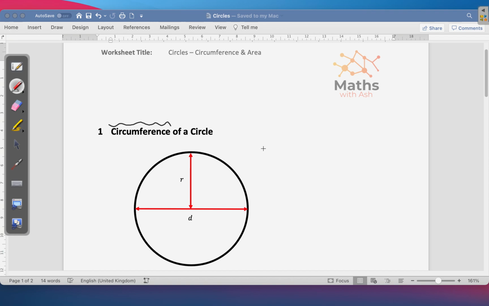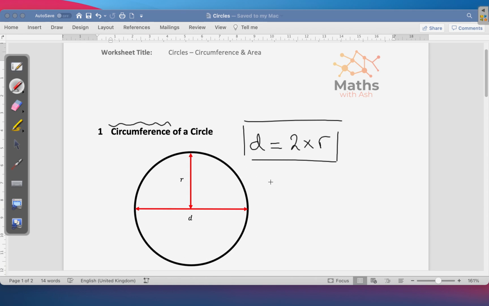Okay, so it's first important to realise that the diameter is equal to 2 times the radius. In other words, the diameter is twice the length of the radius, and that's true for all circles. So we can actually write a formula for the length of the circumference.